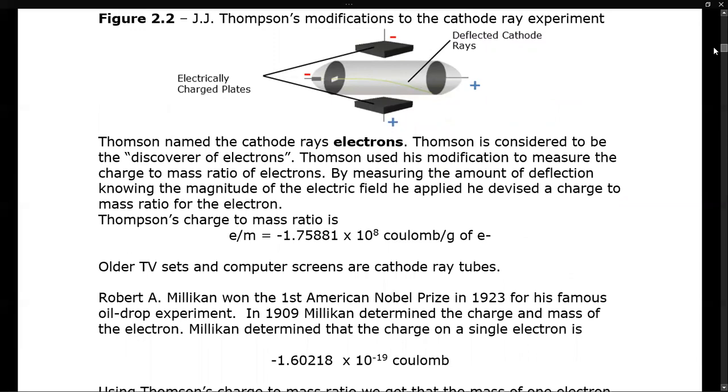He was able to measure by adjusting the magnitude of the charge on the plates. He could come up with a charge to mass ratio because you had two competing factors: inertia, which is based on the mass of the particles, and then the actual charge. And so he came up with a charge to mass ratio, but he couldn't get the charge or the mass separately. And so he came up with 1.75, etc., times 10 to the 8th coulombs per gram of electrons.